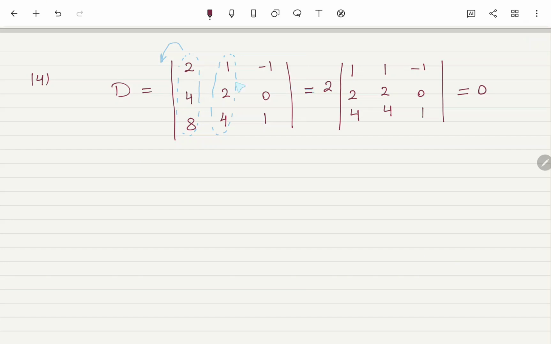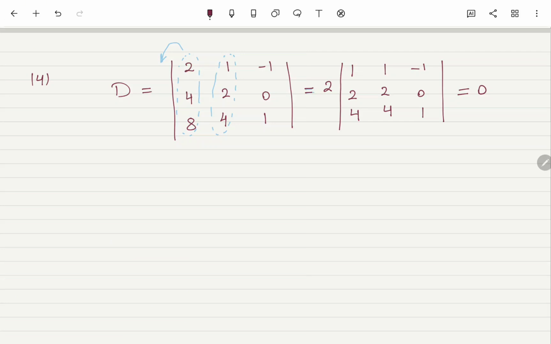And the same thing applies if two rows are proportional to each other. Now let's move to property number 5. If each element in a row or column is equal to 0, then the value of the determinant vanishes. And this is actually a pretty simple one.